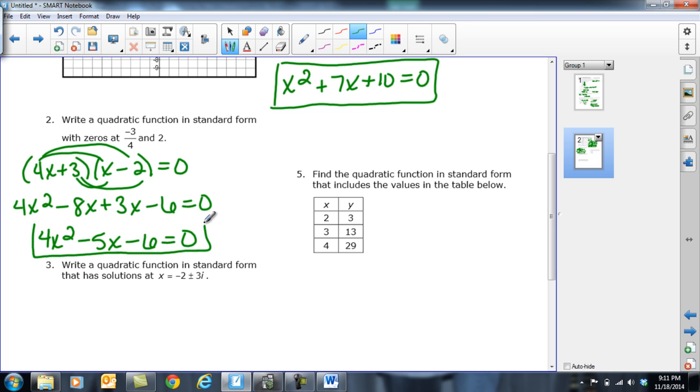And again, if I were to take this and factor it or graph it or whatever, these would be the solutions. This is where this quadratic crosses the x-axis. So I'm going from solutions to problem.